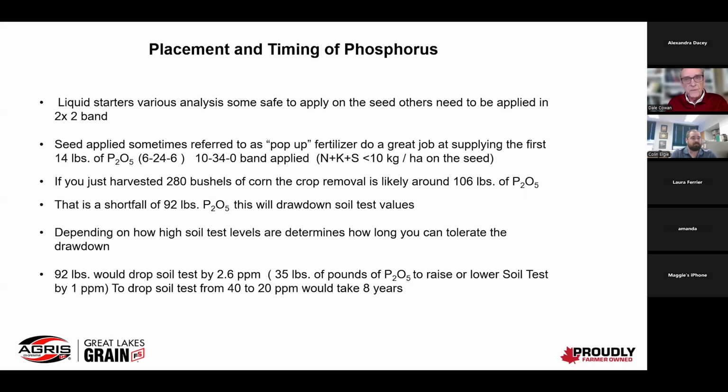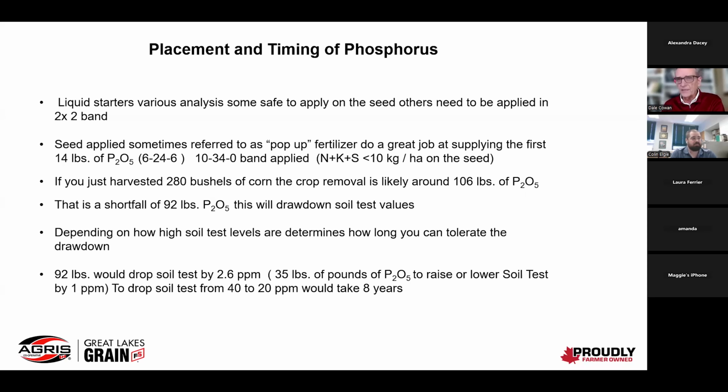It's a great tool. Also, you can overdo it with too high a rate. So if you've just harvested 280 bushels of corn, you likely removed just over 100 pounds of P2O5. So this is a shortfall of 92 pounds of P if all you've used is a pop-up fertilizer. This is going to start to draw down the soil test that Colin's talked about.